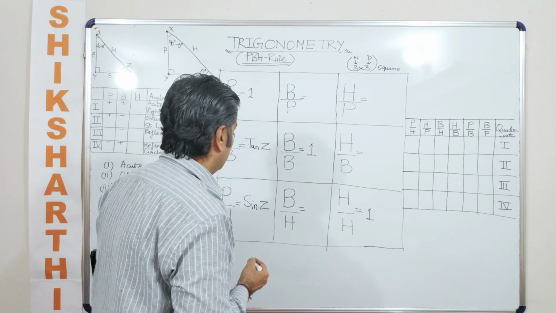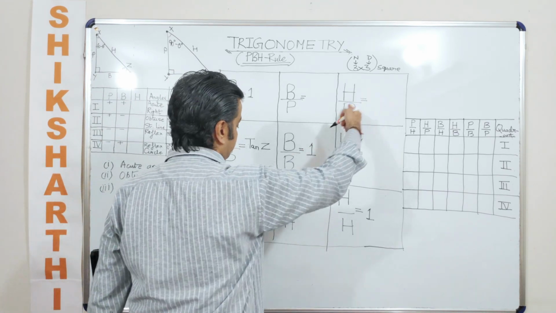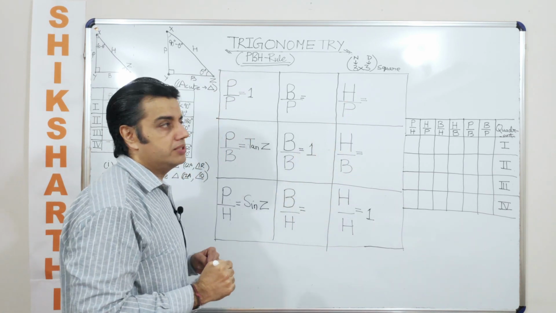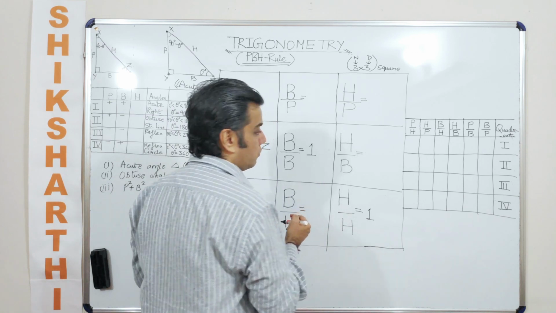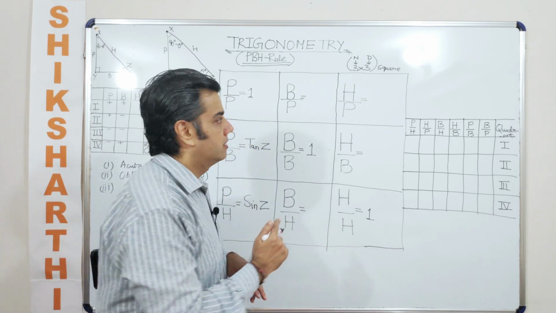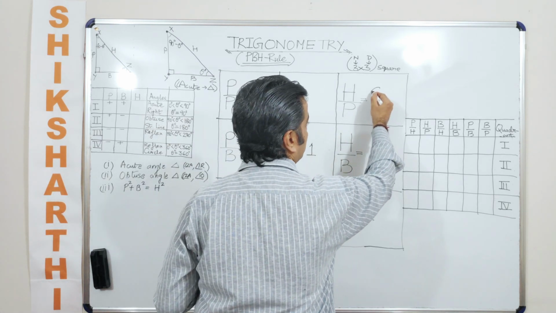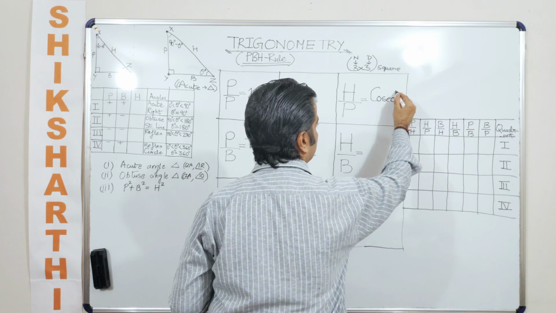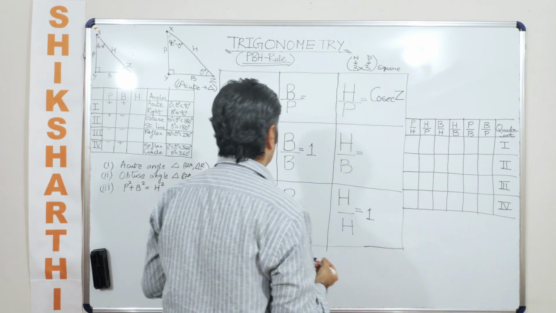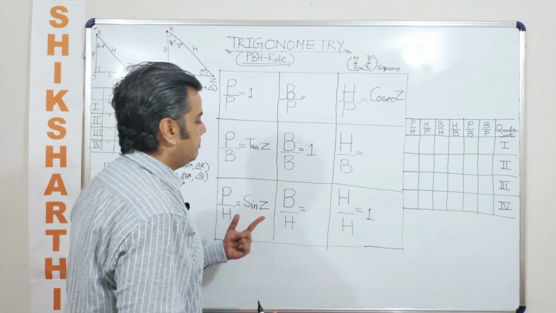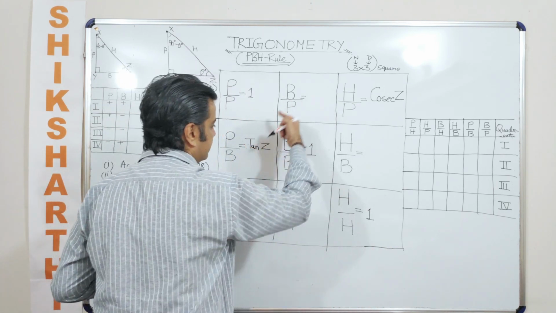Right? So now let's see the diagonal side of it. We know that p by h and h by p are reciprocals to each other. So what is the reciprocal for sine? Cosec, which is the short form of cosecant. So let's say this is cosec z. So we have completed both the diagonal parts. Now let us talk about the remaining values.